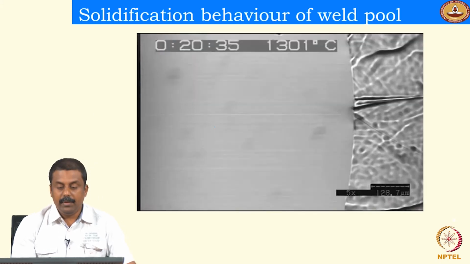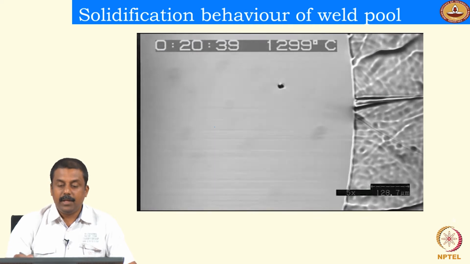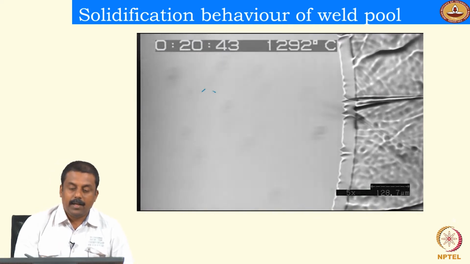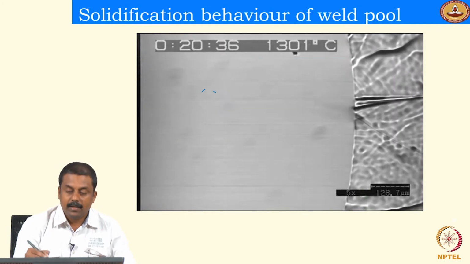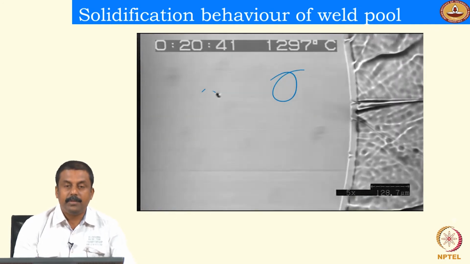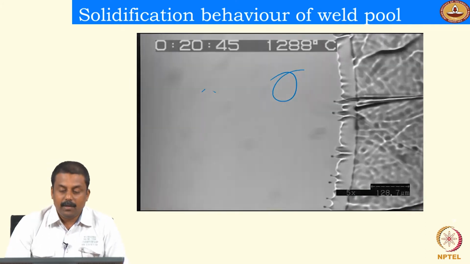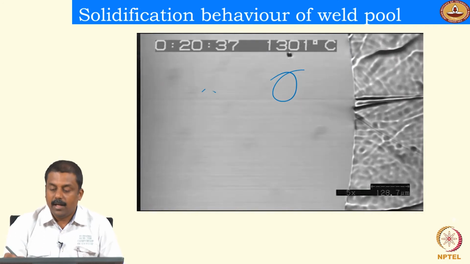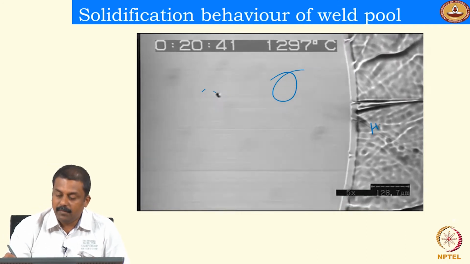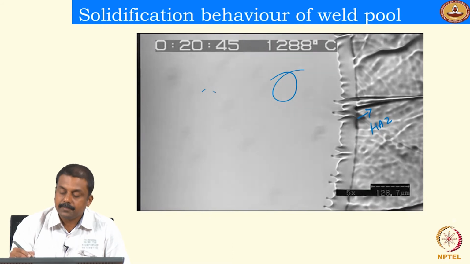So what you see in this video, the first thing you notice is this one. That was actually an inclusion. So I will go back again. These, what you see over here, that is the inclusion, and the inclusion has formed already even before solidification has begun. And what you see over here is your heat affected zone, and this is your fusion boundary.